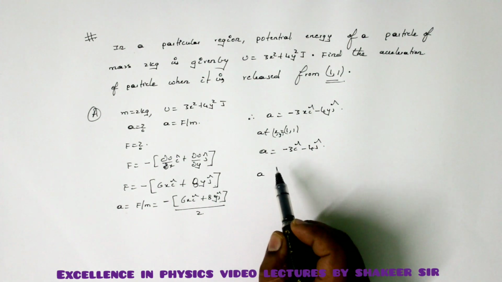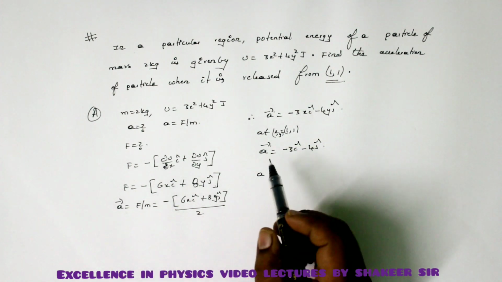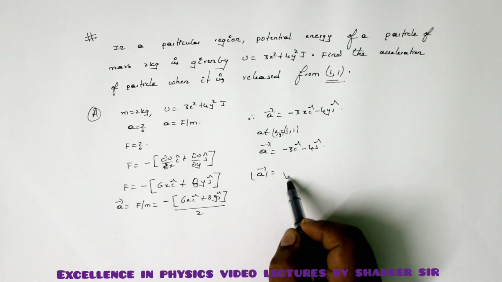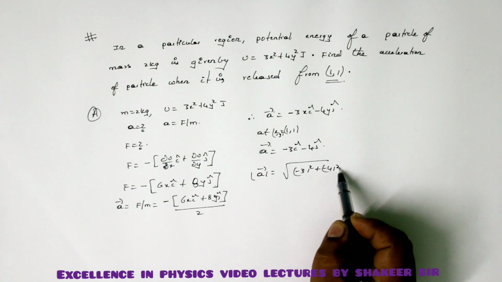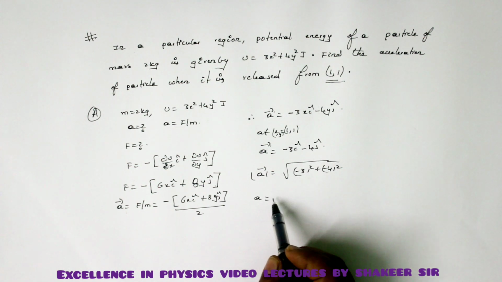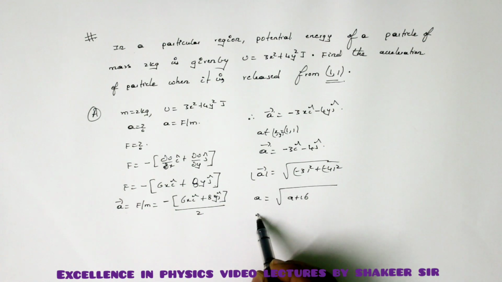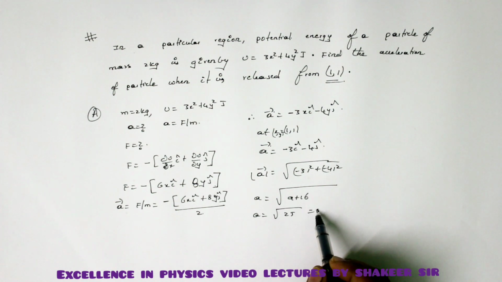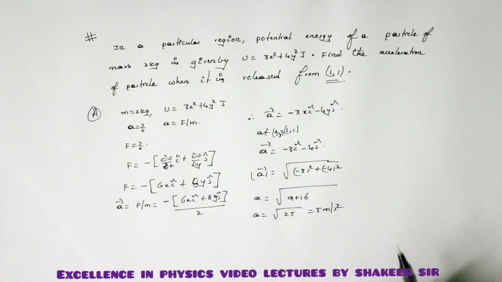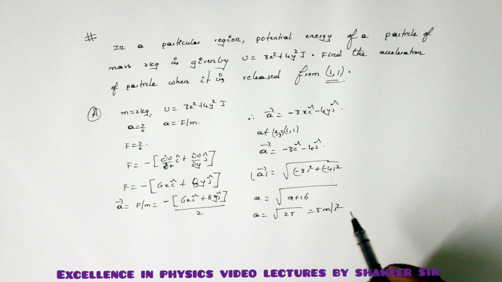So if I find out the magnitude of acceleration, then I will get a is equal to square root of (minus 3) whole square plus (minus 4) whole square. So a is equal to square root of 9 plus 16, which is root 25, is equal to 5 meters per second square. Similarly, we can also find out the direction of this acceleration.